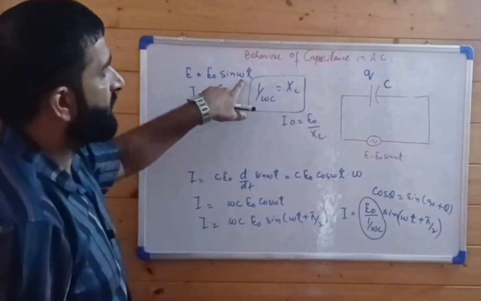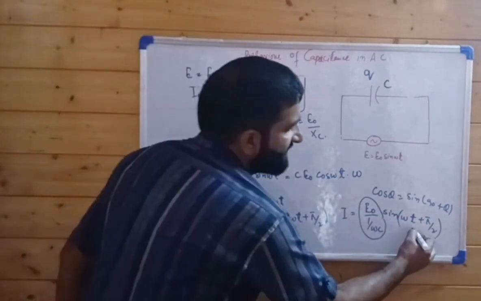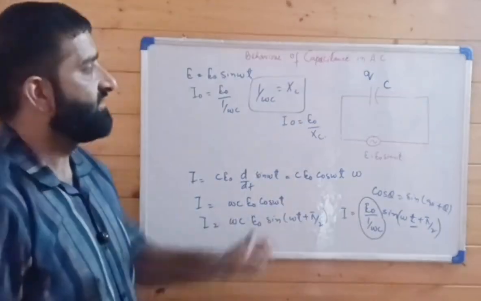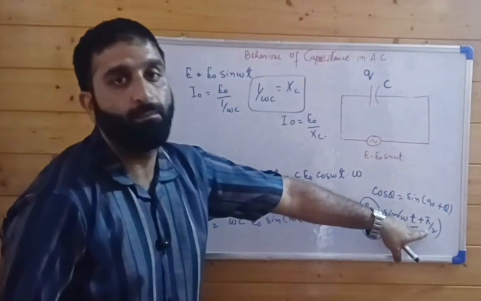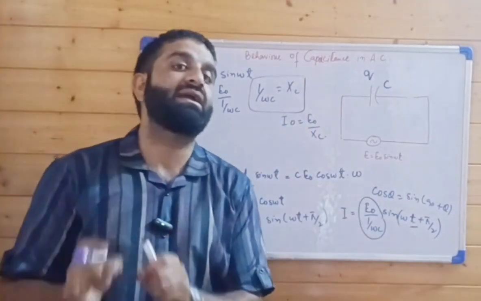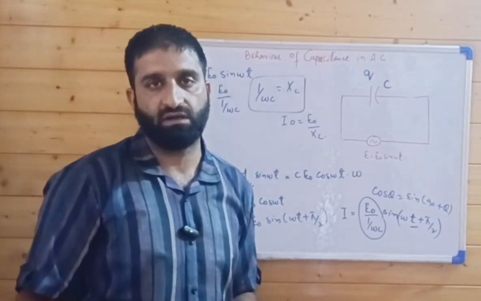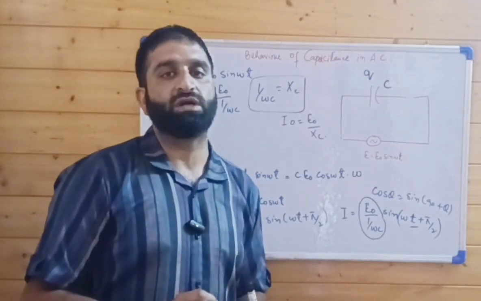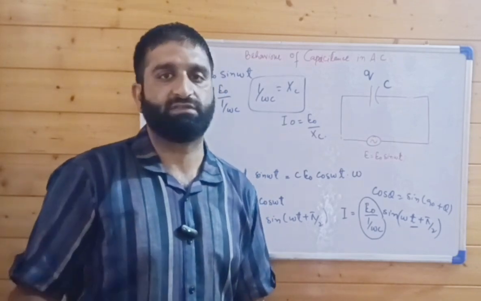Now, talking of the phases, here the phase is omega t, here the phase is omega t plus pi by 2. That means the current in the circuit having a capacitor only leads the voltage by a phase angle of pi by 2. Here the current leads the voltage by a phase angle of pi by 2. In an inductor, current lags the voltage by a phase angle of pi by 2. But in a resistive circuit, the current and the EMF have the same phase. That means the phase difference is equal to 0.